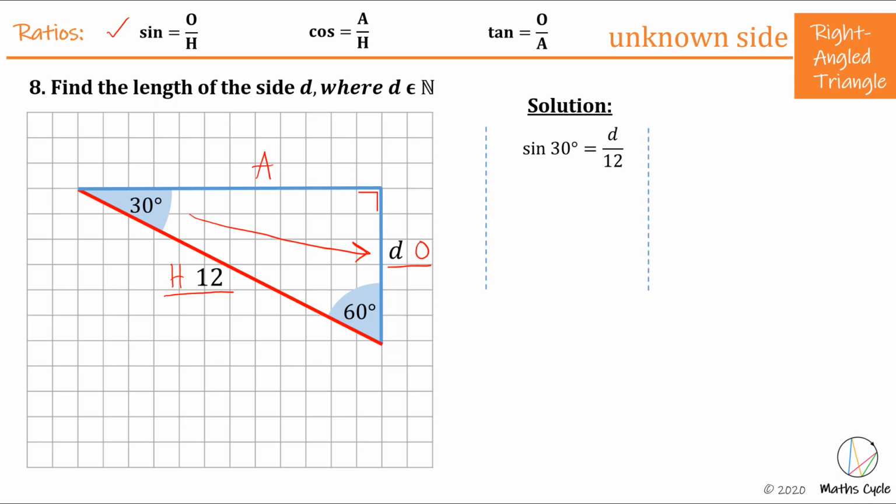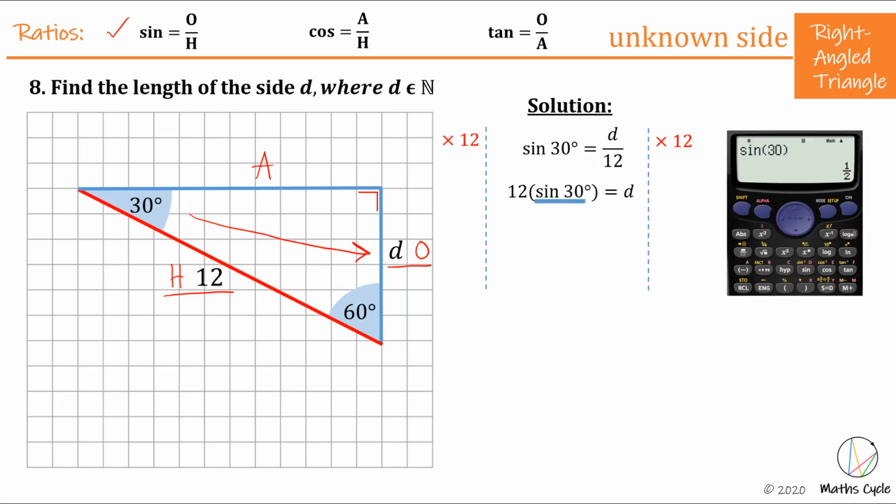So using balancing, multiply both sides by 12. So we have 12 times the sine of 30 equals d. Now, what is the sine of 30? This is one that I wanted to show you. So the sine of 30, when you type it in, you get a half. And that's because it's just a special angle where it can actually be written as a fraction and not just a decimal. Okay? So if you see that come up, there's 5 or 6 special angles where the answer will pop up as a fraction instead of a decimal.